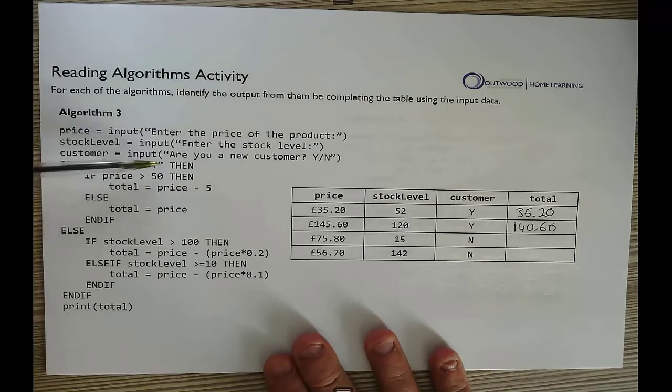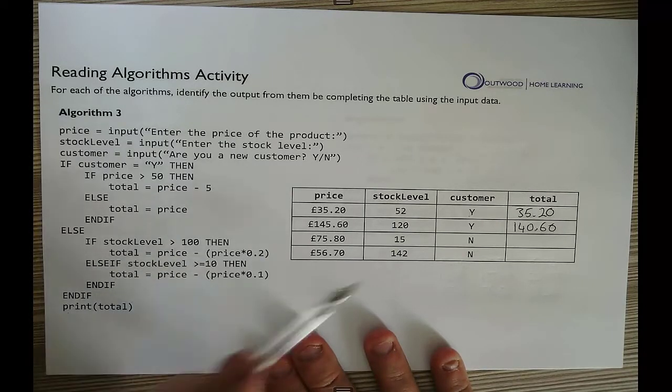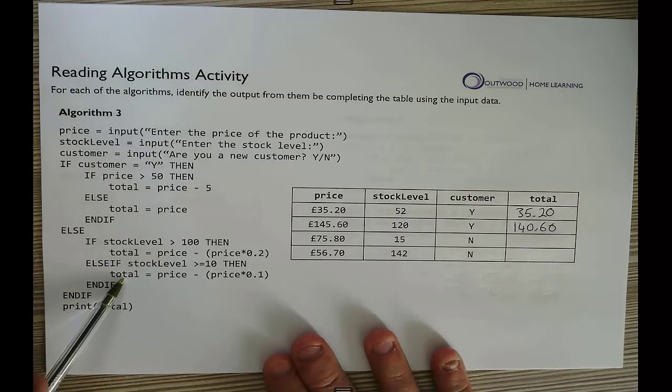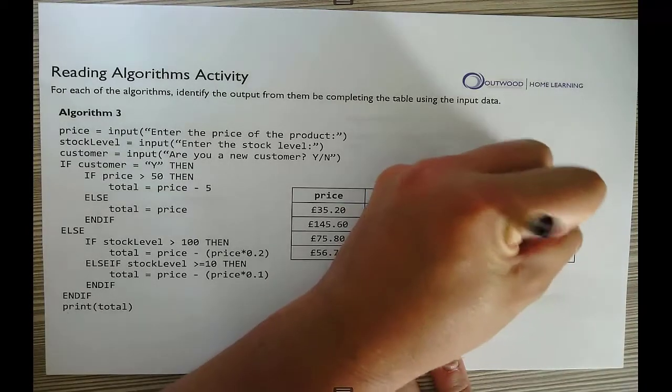Next up then. So this time, is the customer Y? Well, no. So we jump straight to the else part. If the stock level is greater than 100. Well, the stock level is 15, so we ignore that. Else if, is the stock level greater than or equal to 10? Well, it is because it's 15. So the total is our price take away price times 0.1. So if our price was £75.80 and we times that by 0.1, that gives us £7.58, and then we take that away from the price, that gives our total as £68.22.